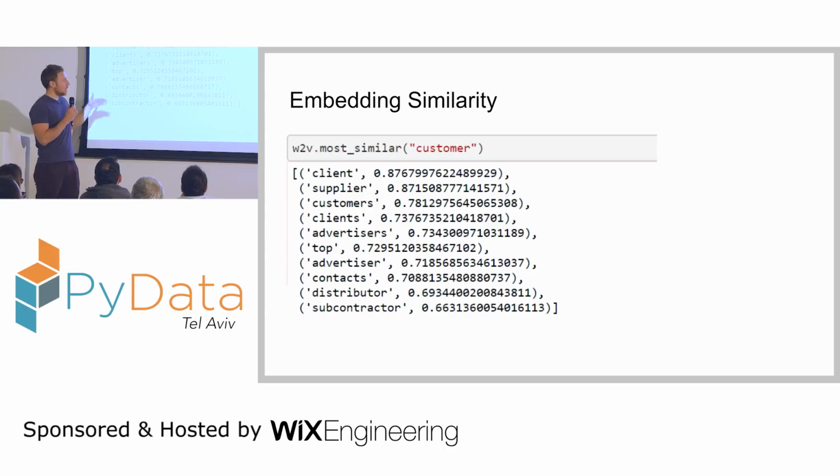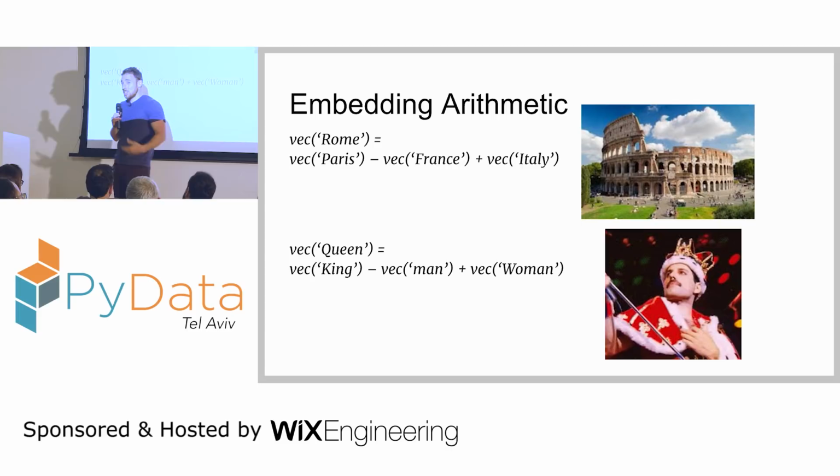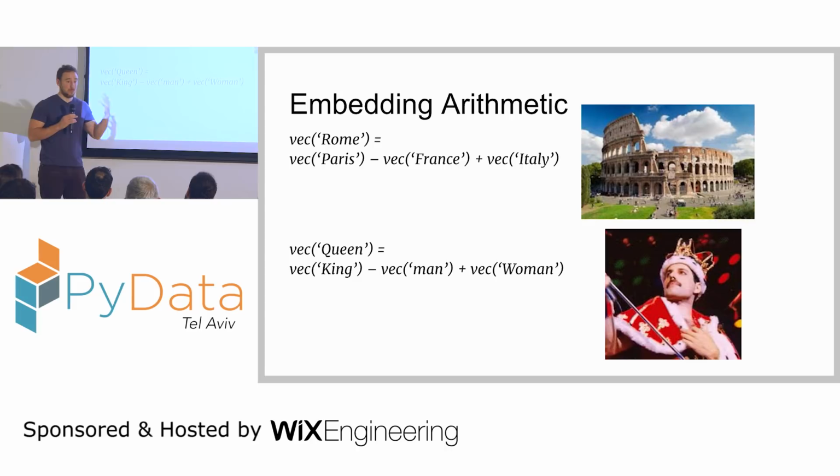No presentation on Word2Vec is complete without mentioning this example. So another cool property of Word2Vec is the arithmetic. If I take the vector of king, subtract the vector of man, and add the vector of woman, I get approximately the vector of queen, which is super cool. Also, if I take the vector of doctor, subtract the vector of man, and add the vector of woman, I get nurse, by the way. So, just so you know.